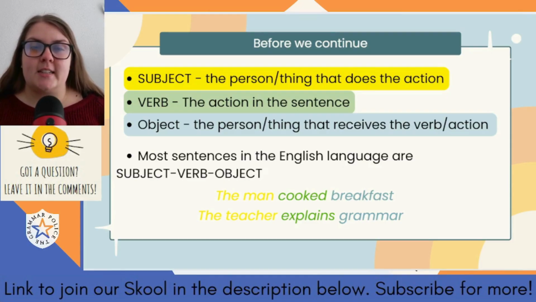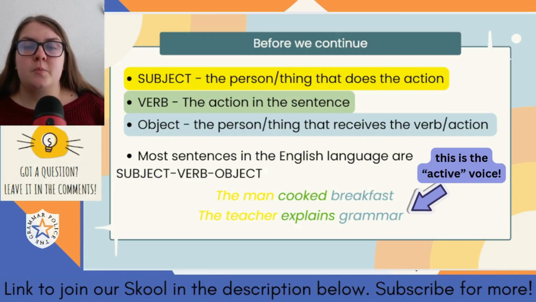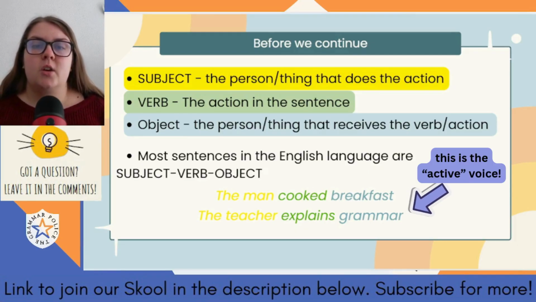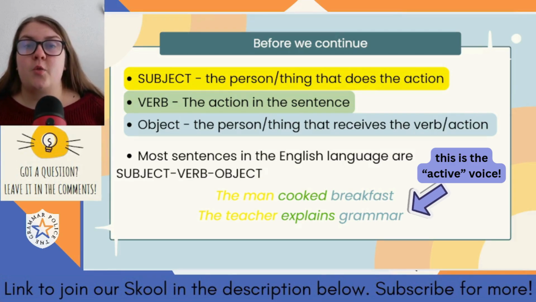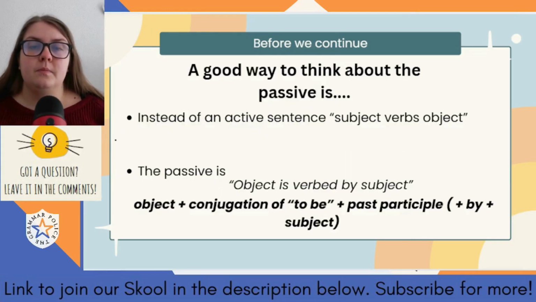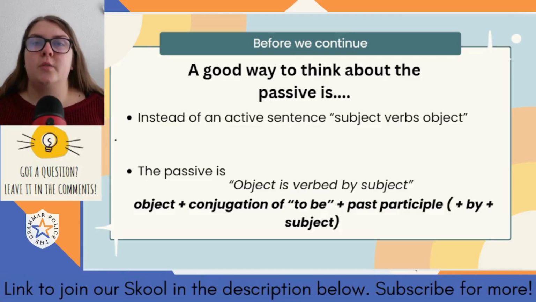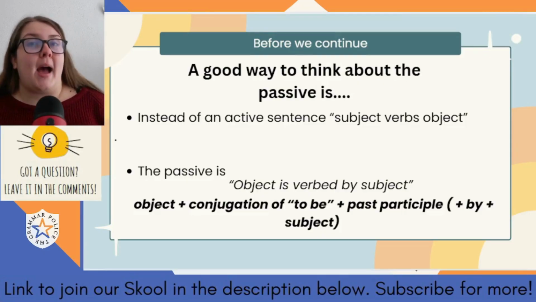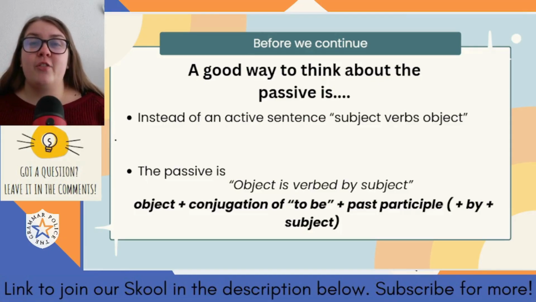Let's have a look at these sentences at the bottom. The man cooked breakfast. The man is the subject, cooked is the verb, and breakfast is the object. The teacher explains grammar. The teacher is the subject, explains is the verb, and grammar is the object. A good way to think about the passive is that instead of saying subject, verb, object, which is our typical grammar order in the English language, we say that the object is verbed by the subject, okay?